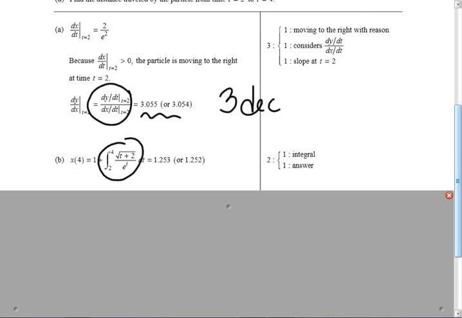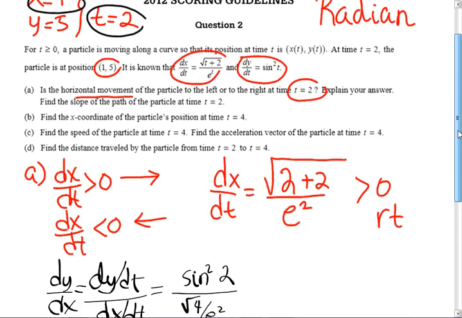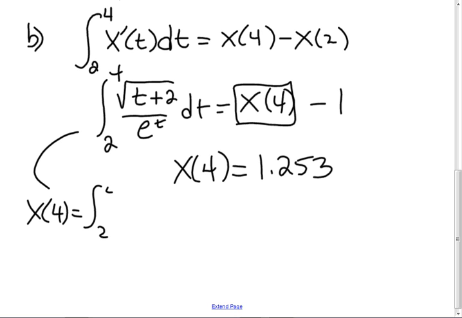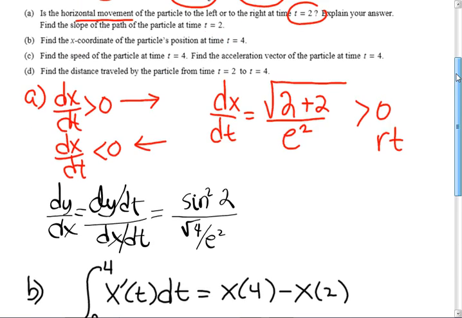But do go, why is it plus 1? Because when you solve this equation here to find x of 4 equals this integral 2 to 4 of x prime of t, plus the 1. That's your initial starting position. You might get lucky and start at 0, in which case you'll get it right either way. But that's luck. And I've seen it happen, by the way. Okay, so we're at 5 points.